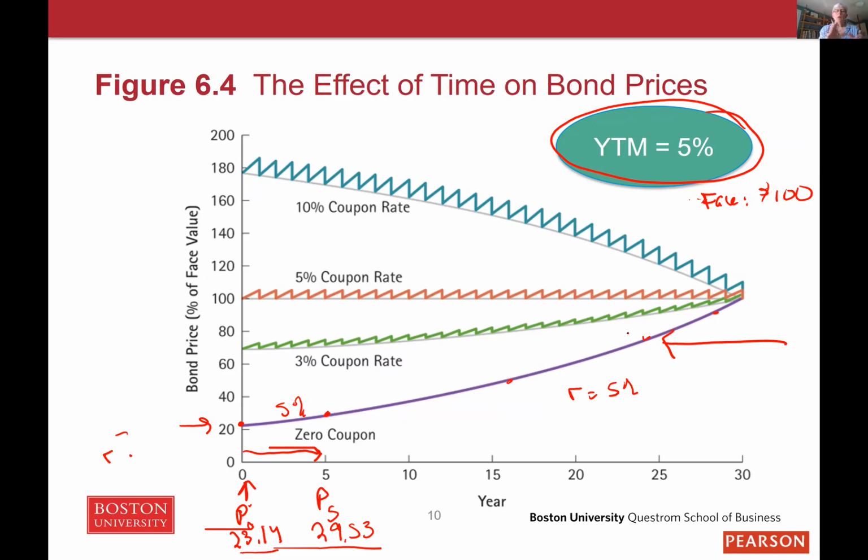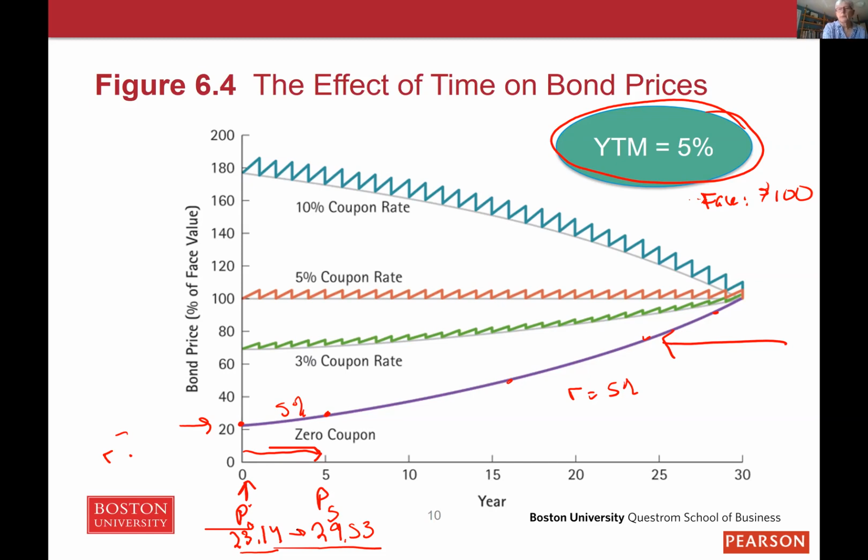So what's happening is that the change in price along this line, in this case, the two that we did from 23.14 to 29.53, is purely a function of the fact that you have fewer years left before you receive that $100 at maturity. So the fact there are fewer years left means that you're going to get a higher price, but the relationship between those two numbers is going to continue to be 5%.